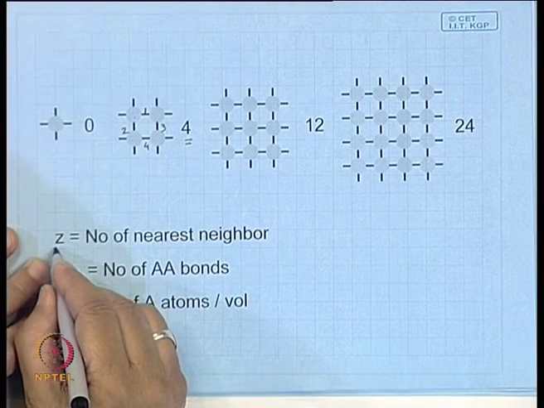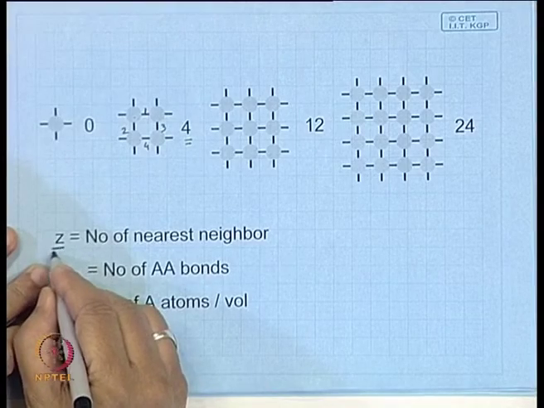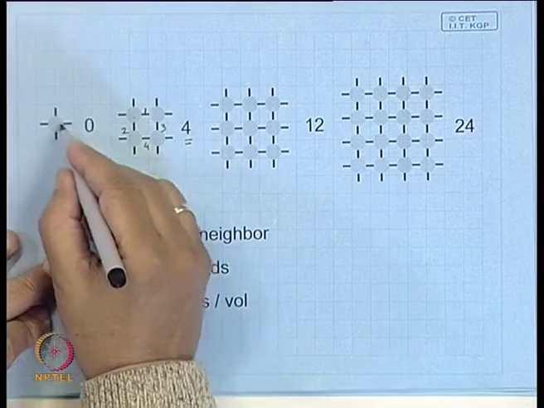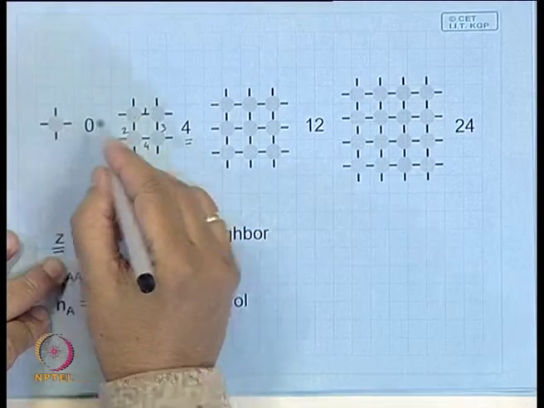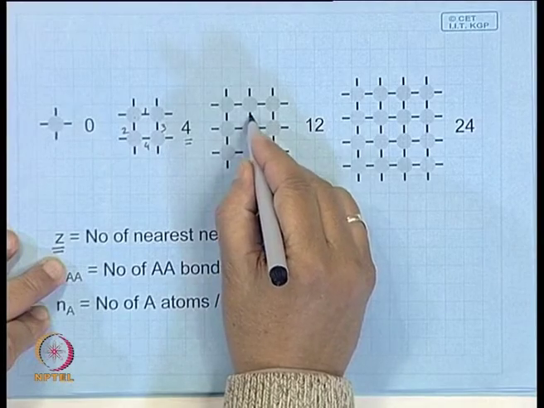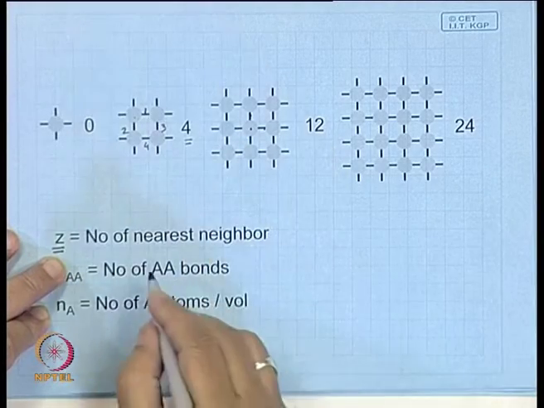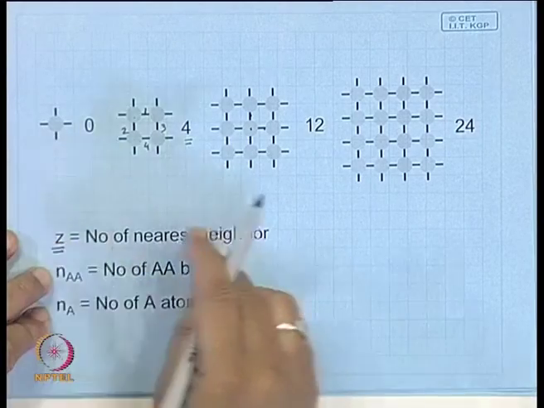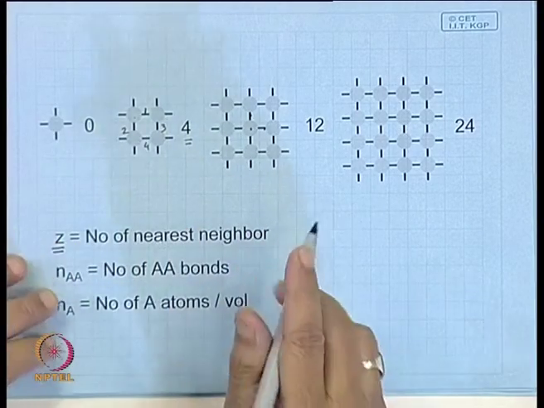Let us say that Z is the coordination number, the number of nearest neighbors. Here we can say this atom can have 4 nearest neighbors. Consider this, this is 1, 2, 3, 4. So this is the coordination number, or we can say the number of nearest neighbors.